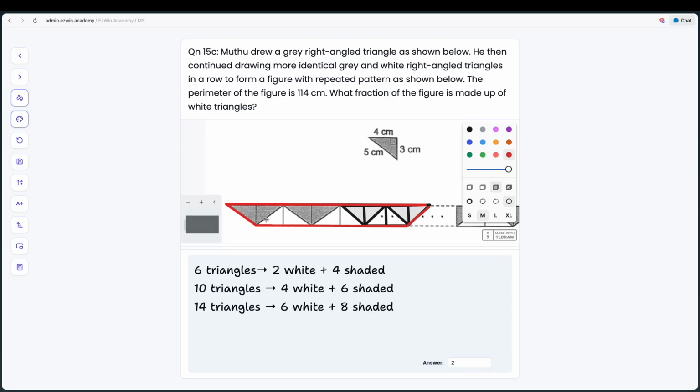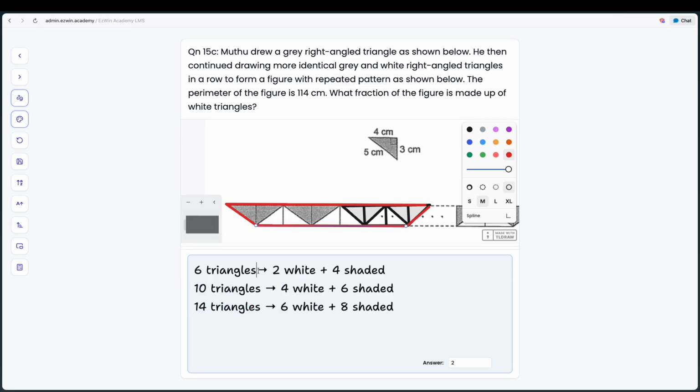Then after that, how many white? 1, 2, 3, 4, and 5, and 6. And how many shaded? We have 1, 2, 3, 4, 5, 6, 7, and 8. Okay, so we just want to concentrate a lot more on the white. So in this case, 6 triangles 2 wide, 10 triangles 4 wide, and 14 triangles 6 wide.